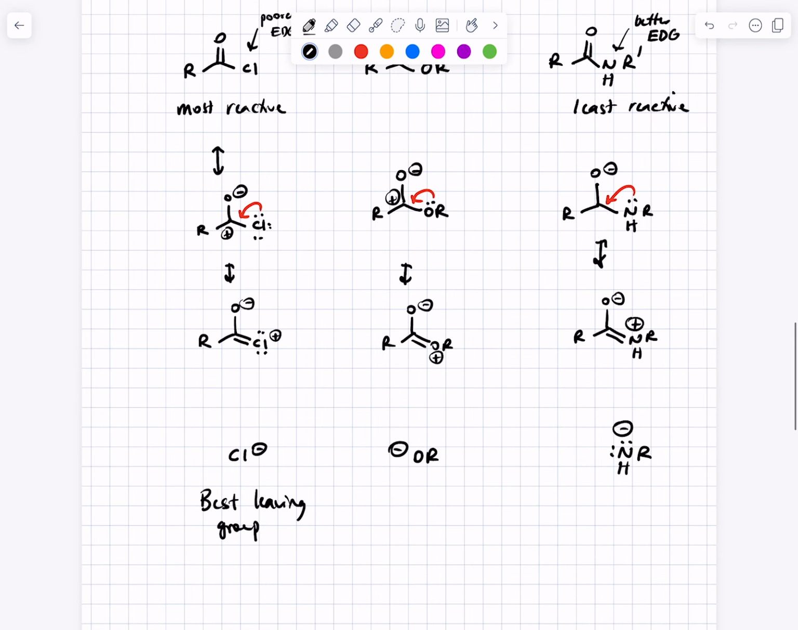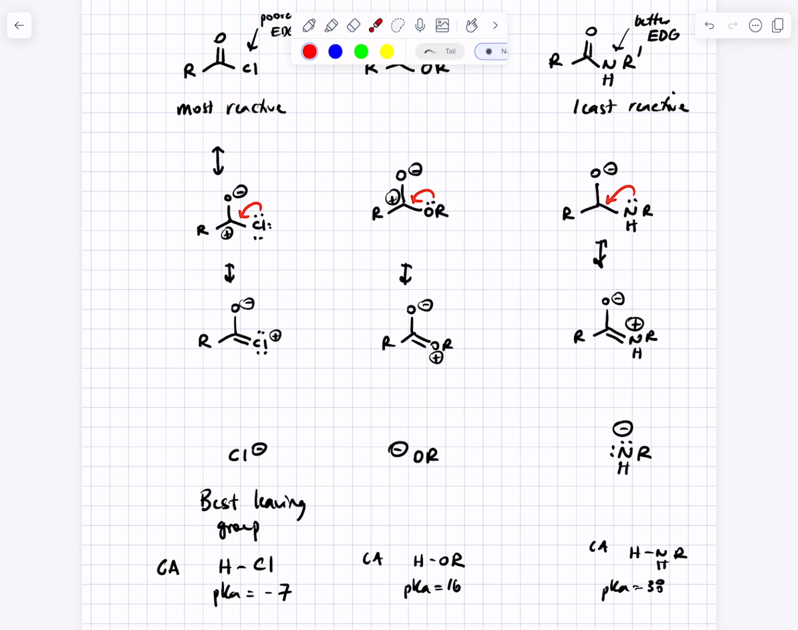You can tell that it's the best leaving group because its conjugate acid is a really strong acid with a pKa of around minus 7, I'm guessing, whereas the conjugate acid of the OR minus is an alcohol with a pKa of 16, whereas the conjugate acid of this negatively charged nitrogen is an amine, pKa 38. In other words, this trend also tracks with leaving group ability. If the Y group is a good leaving group, chances are the carbonyl compound is really reactive.